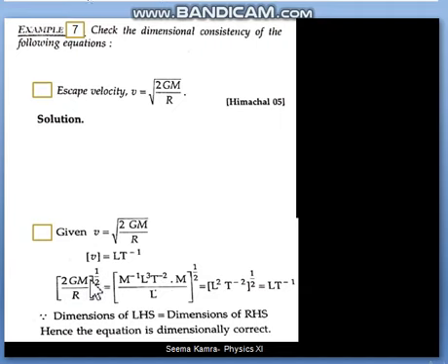Then capital M means mass, so capital M only. Capital R means radius is length, so we will write L length. Then we will cancel the terms, whatever powers can be cancelled, and then we'll get this answer. You just pause the video and check it properly. Finally we will get L1 t minus 1. So because LHS and RHS answers are coming same, so this is dimensionally correct.